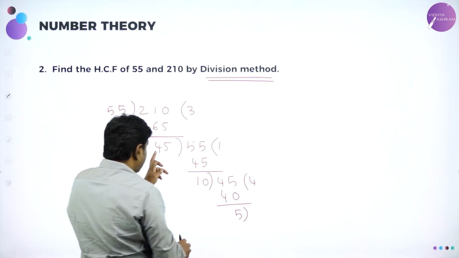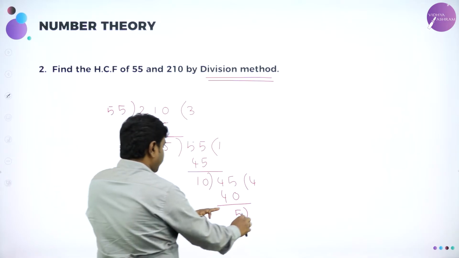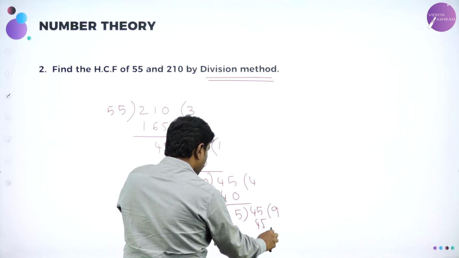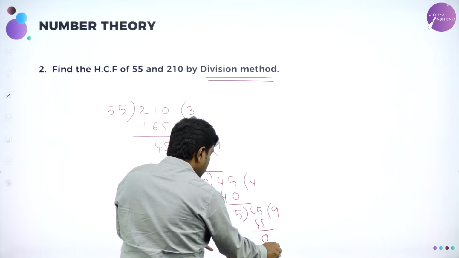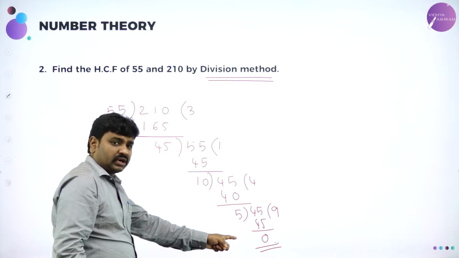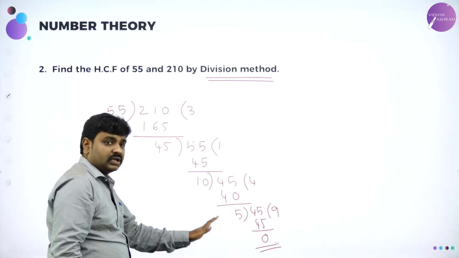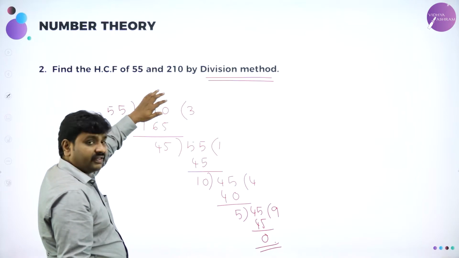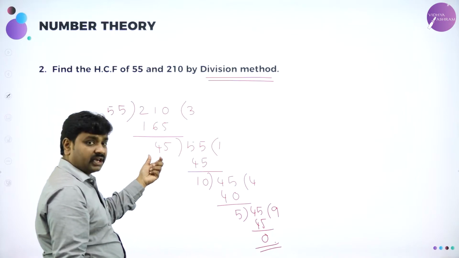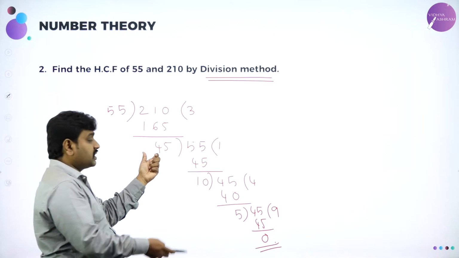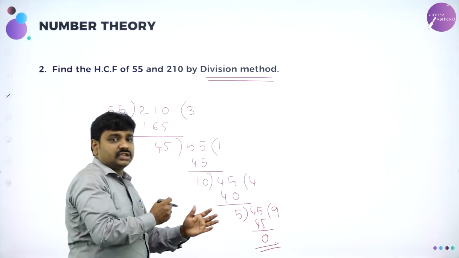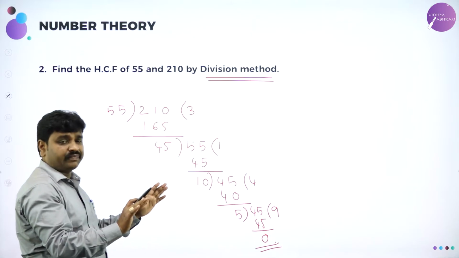Again divide the above divisor. What is the above divisor? 45 with 5. All of you know 5 9s are 45. Now you got remainder. What is the remainder? 0. You continue until you get 0. So now you got remainder 0. Stop the division. I started by taking the smaller number as divisor and I divided the bigger number and I got remainder, and I took this remainder as divisor. I'll divide the above divisor. Continue the process until you get 0. We got 0. Stop the process.